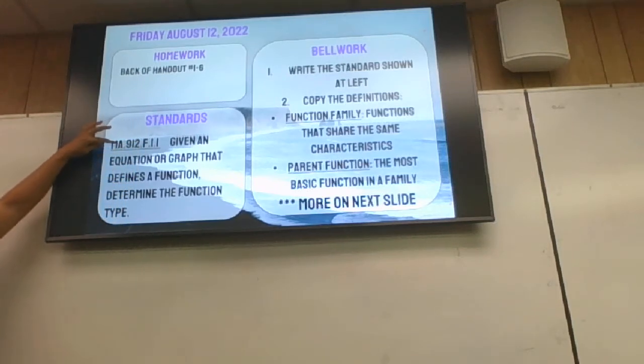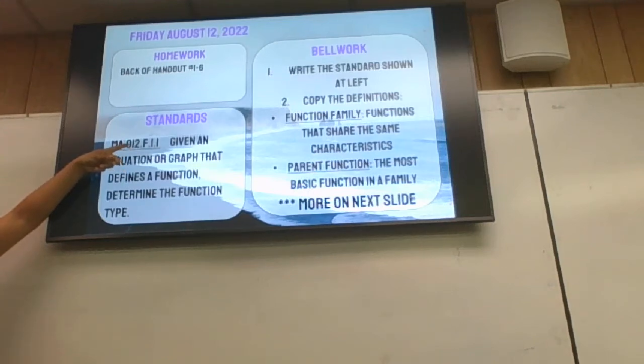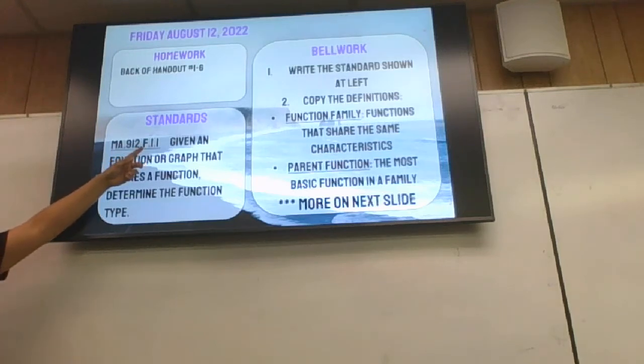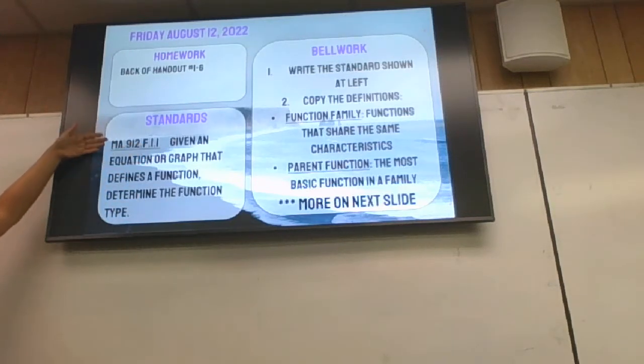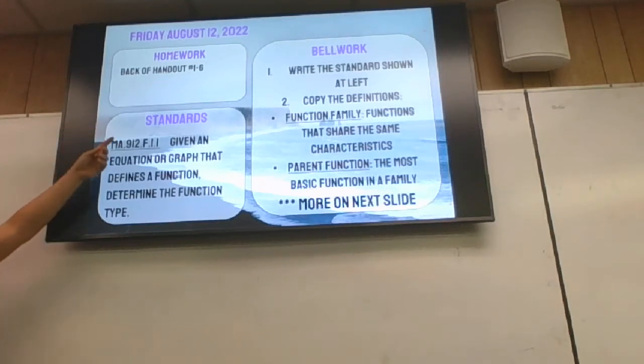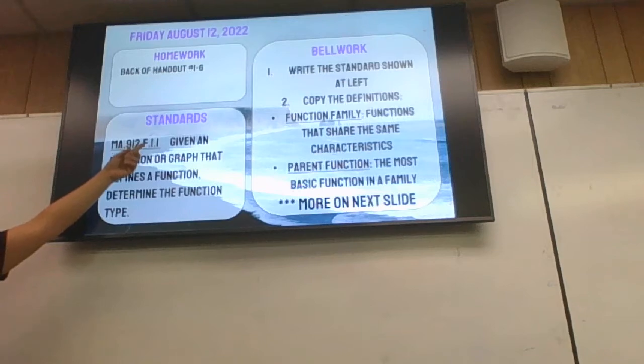So when you see this, the MA just stands for math. If you're writing a standard in English class, take a look at what the first two are. It might be like ELA, I don't know. This just means math. 9-12 means this is a high school standard, 9th through 12th grade. F stands for function, and this is our very first, it's 1.1, the very first part of function. Okay, so this code looks a little bit ridiculous and meaningless until you actually know, oh, this is just math, high school, what we have to do with functions.